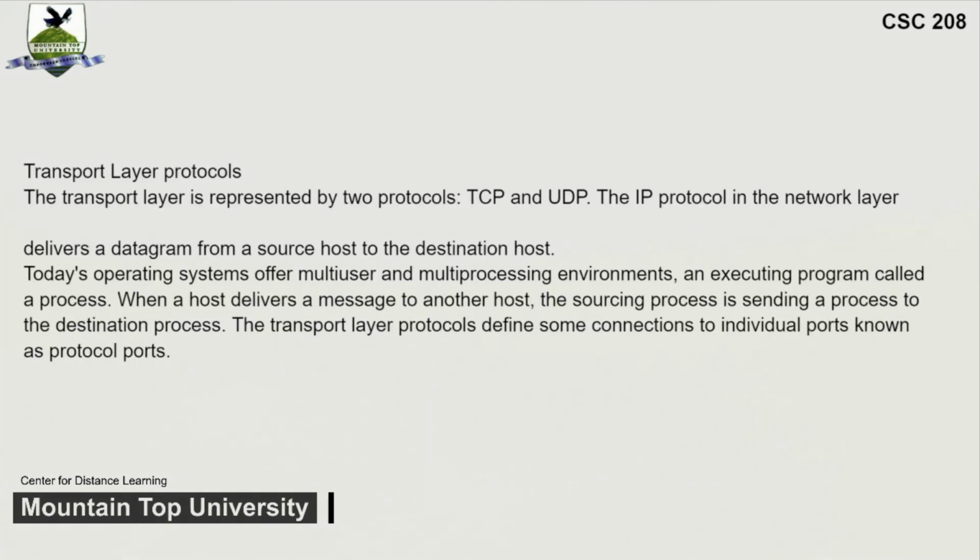Transport layer protocols. The transport layer is represented by 2 protocols, TCP and UDP. The IP protocol in the network layer delivers a datagram from a source host to the destination host. Today's operating systems offer multi-user and multi-processing environments, with an executing program called a process. When a host delivers a message to another host, the source process is sending to the destination process. The transport layer protocols define some connections to individual ports known as protocol ports.